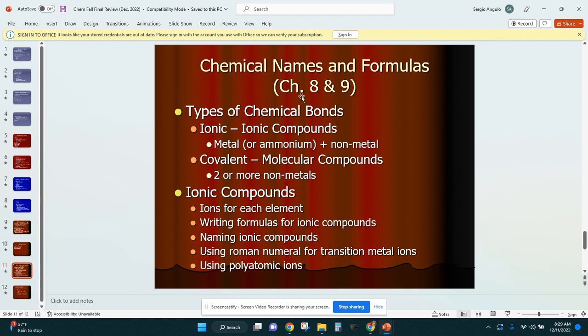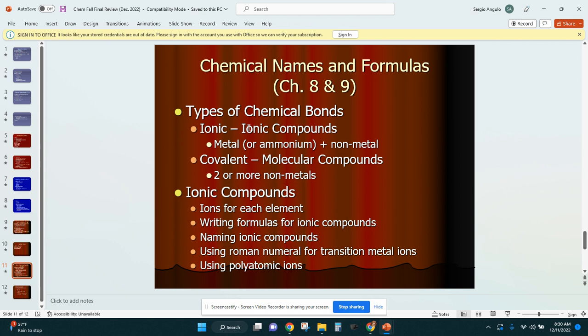Okay, so this is chapters 8 and 9. Actually, it's all of chapter 8 and only the first two sections of chapter 9, and that's as far as we got. All right, so let's take a look at what was covered in this section of the class. We talked about types of chemical bonds. And to summarize, because one of them was in chapter 8, the other was in chapter 9, there are ionic bonds and covalent bonds. And you should know kind of the difference between the two, how the two are formed.